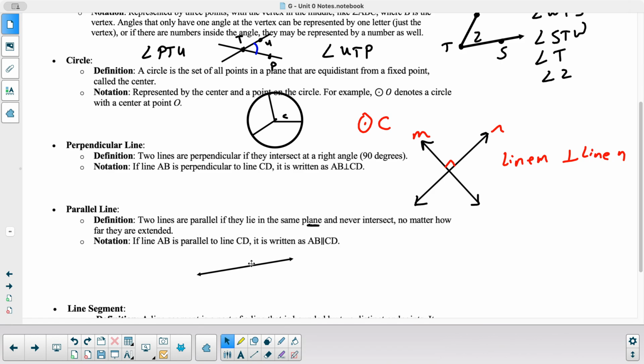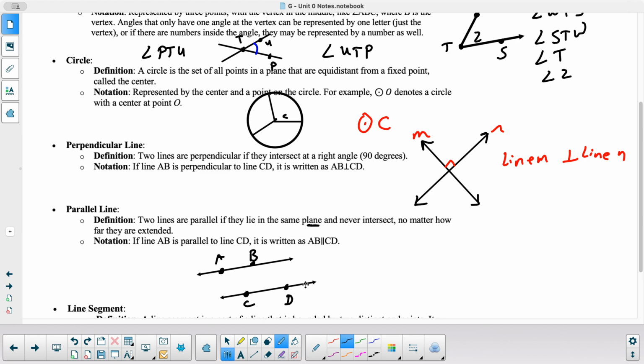And let's do this. Let me make another one. And there's another one right there. So I should use the same letters here. If AB is parallel to CD, so AB parallel to CD, we say, I should have arrows on here. AB is parallel to CD, okay? And I should have done that here too. Should have had arrows up here.